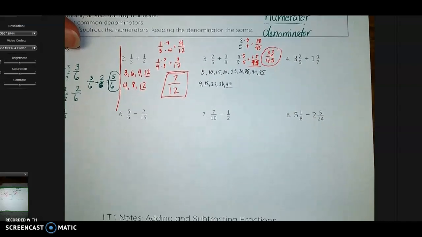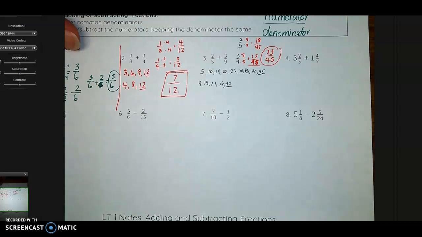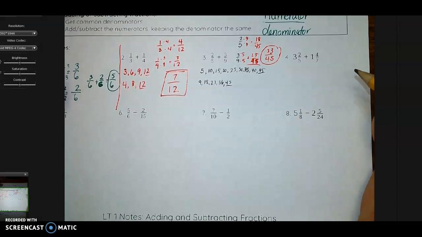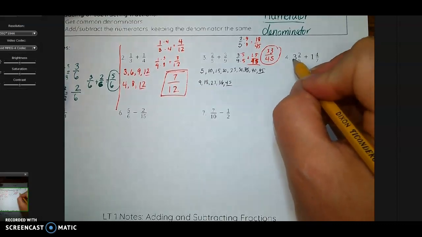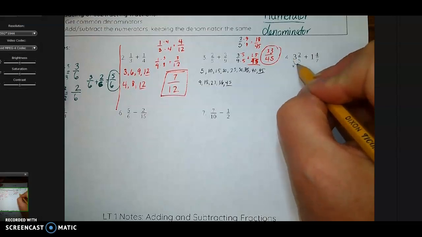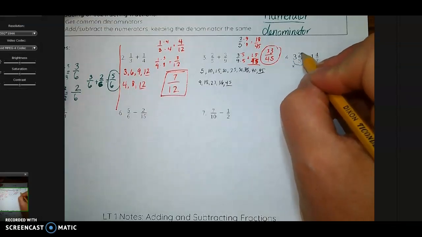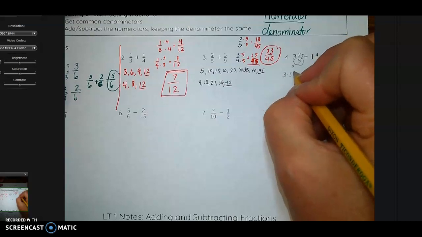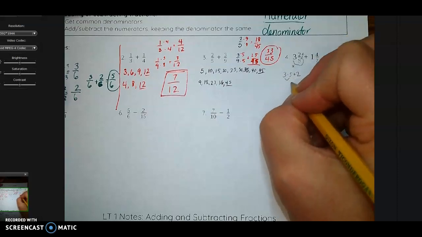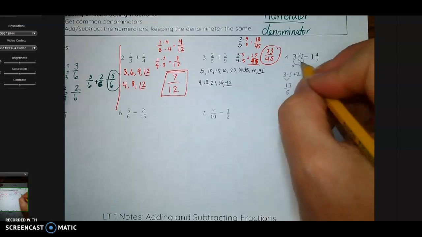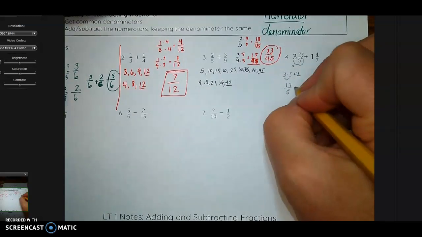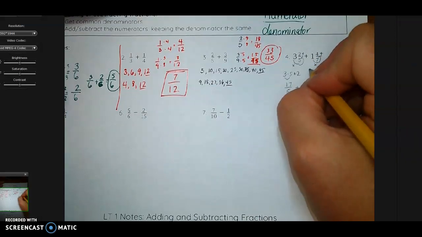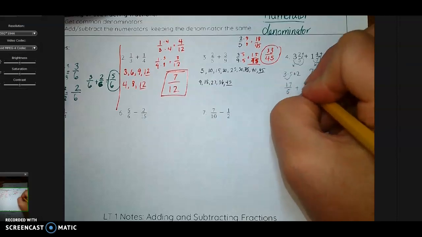I wanted to show you one of the mixed number problems. The easiest way to do these right now is to go ahead and turn them into improper fractions first. So if you don't remember how to do that, it's the whole number times the denominator, and then you add the numerator. So 3 times 5 plus 2 gives me 15 plus 2, which is 17 over 5, because I'm going to keep that denominator. And then I'm going to do 1 times 7 plus 4, so 7 plus 4 is 11 over 7.